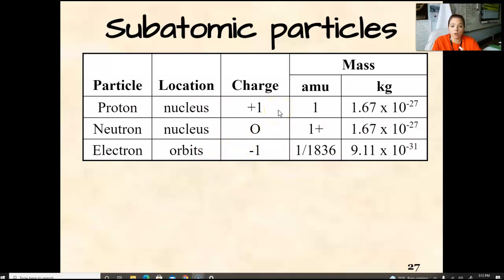They came up with the charges. Protons are positive, neutrons are neutral or zero, and electrons are negative.